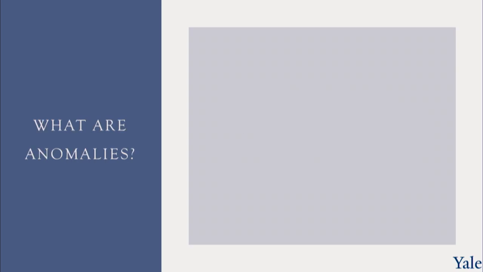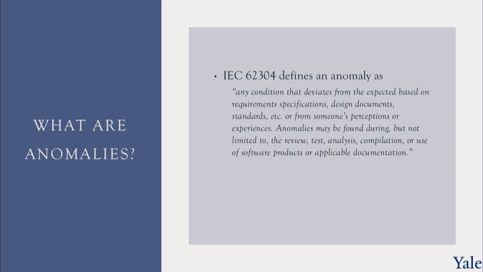We used the word anomalies in the last slide, so let's expand on that. What are anomalies? The standard IEC 62304 defines an anomaly as any condition that deviates from the expected based on requirement specifications, design documents, standards, etc., or from someone's perceptions or experiences. Anomalies may be found during, but not limited to, the review, test, analysis, compilation, or use of software products or applicable documentation. So anomalies are things that cause problems to our software.